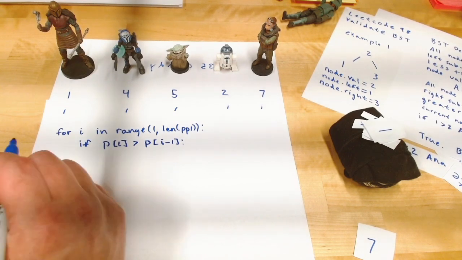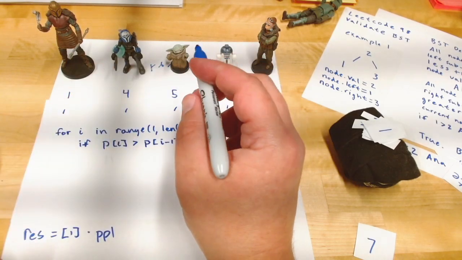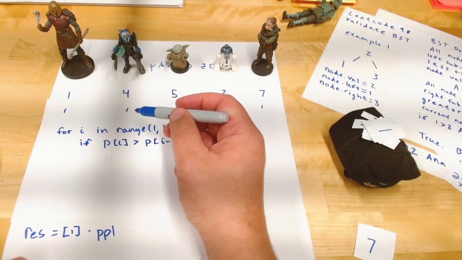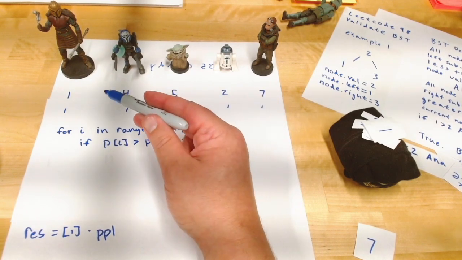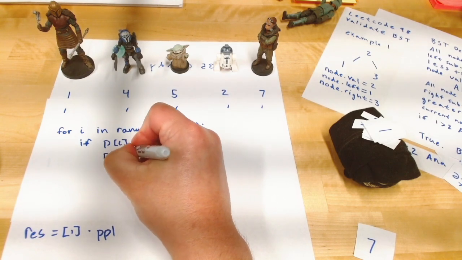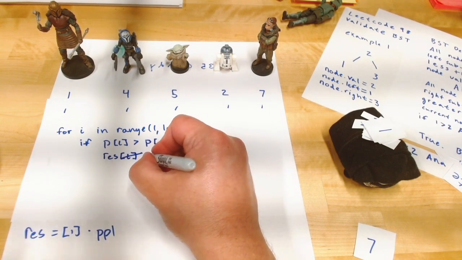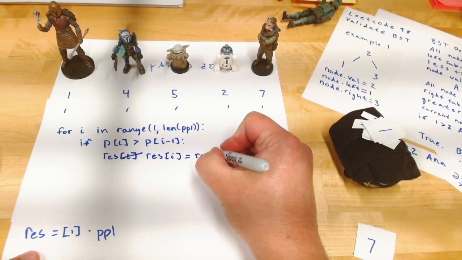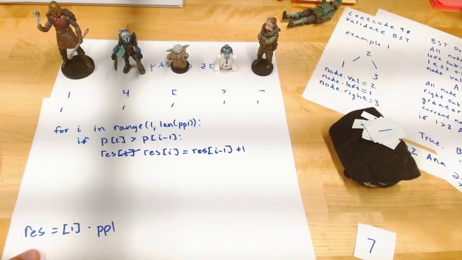We are going to set the value at P, or our result, equal to the previous neighbor's count of candy plus 1. That way we'll have more candy than our previous neighbor. So result at index I is set to result at index I minus 1 plus 1. So let's go ahead and do that.